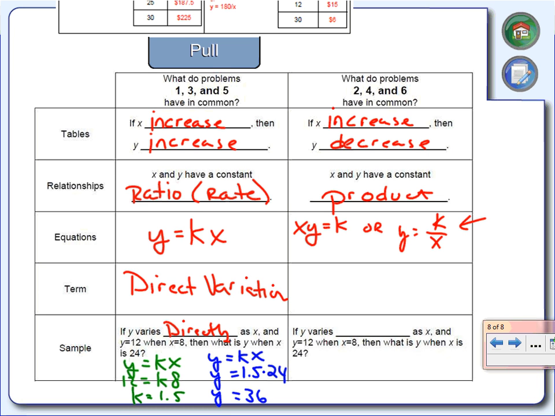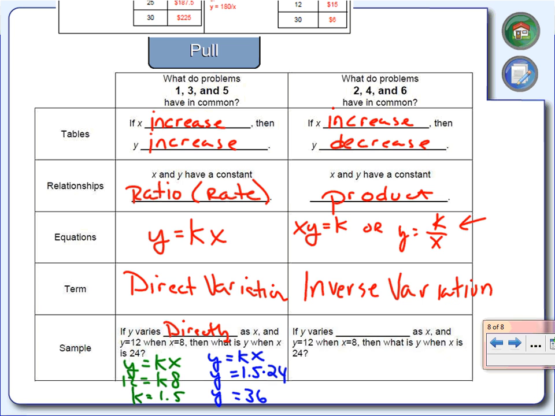The term we use for this equation is inverse variation. Inverse variation. So this one was direct, this one is inverse. Notice how the equations are slightly different from each other. This was y equals k times x. This new one we have here is y equals k divided by x.